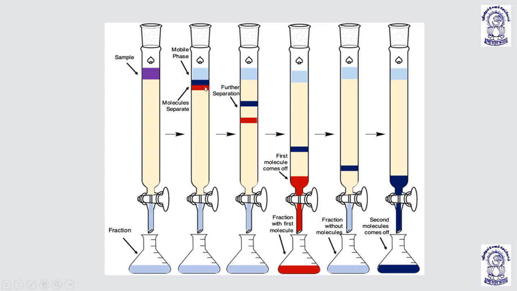The moment we pass the eluent, the organic compound which is loosely adsorbed, or whose extent of adsorption is very less, will come into the eluent and go downwards. The moment it comes downwards, it gets separated; we open the stopcock and the separation is done. In this way, fraction with the second molecule, everything is separated.